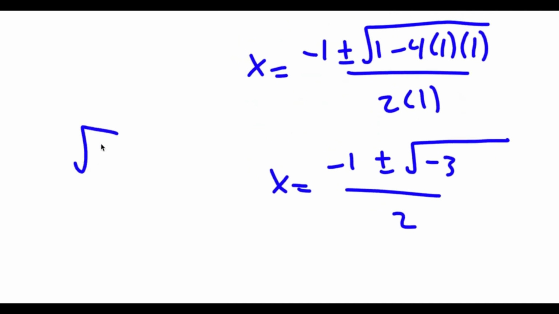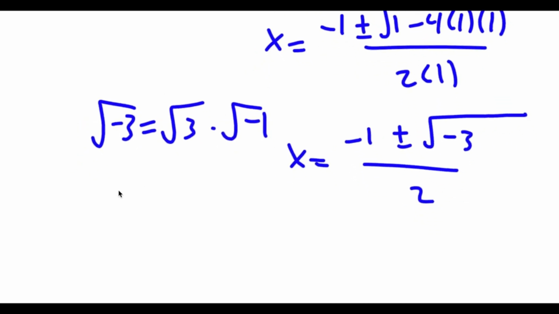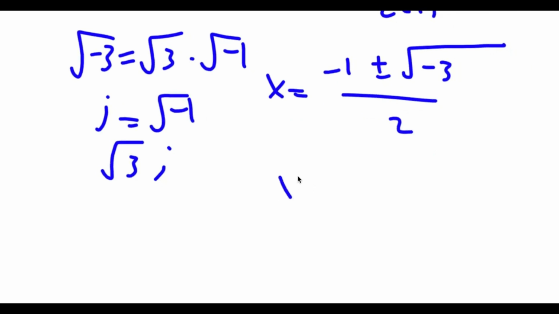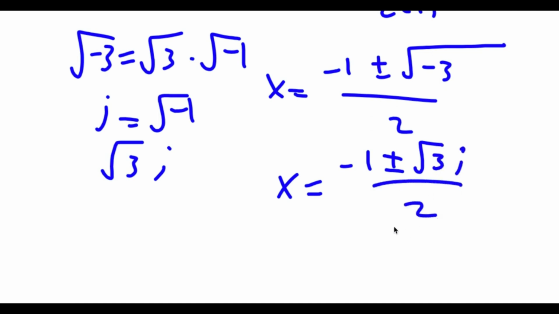And the square root of negative 3 is the same thing as the square root of 3 times the square root of negative 1. And if you didn't already know, the imaginary number i is equal to the square root of negative 1. So I get the square root of 3 i. So this is equal to negative 1 plus or minus the square root of 3 i over 2.